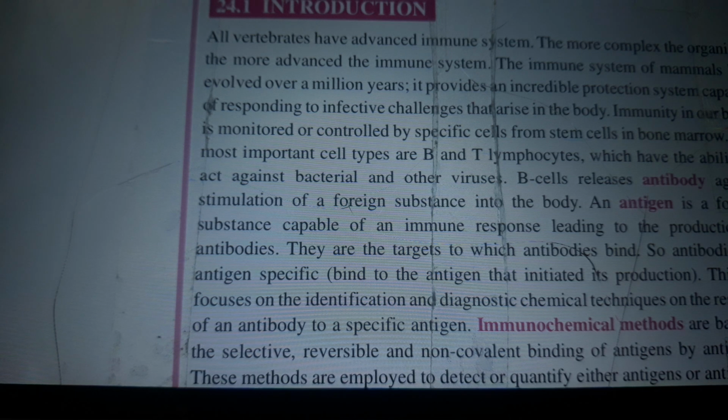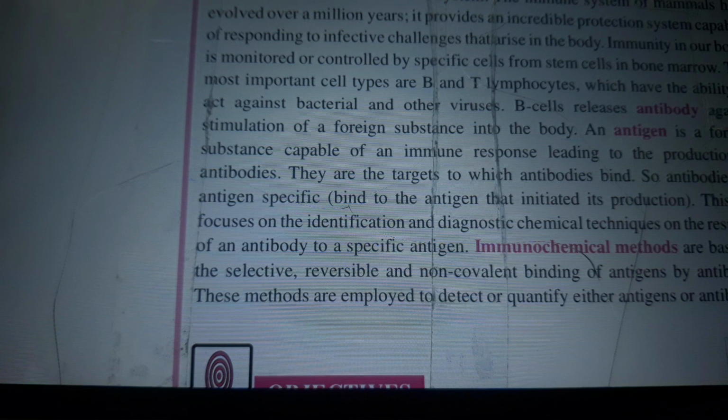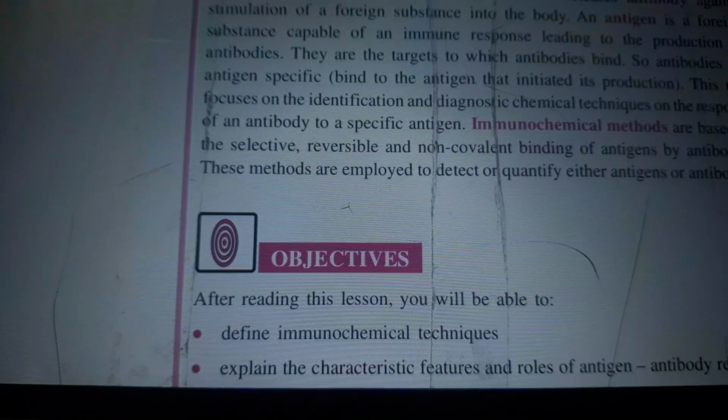Immunity in our body is monitored or controlled by specific cells from stem cells in bone marrow. The most important cell types are B and T lymphocytes, which have the ability to act against bacteria and other viruses. B cells release antibodies against the assimilation of foreign substances in the body. An antigen is a foreign substance capable of causing an immune response leading to the production of antibodies. Remember, an antigen is always a foreign body, which produces antibodies within the body of the host.